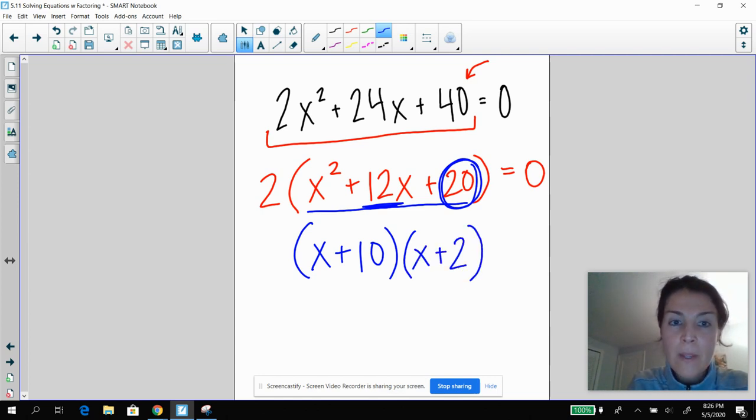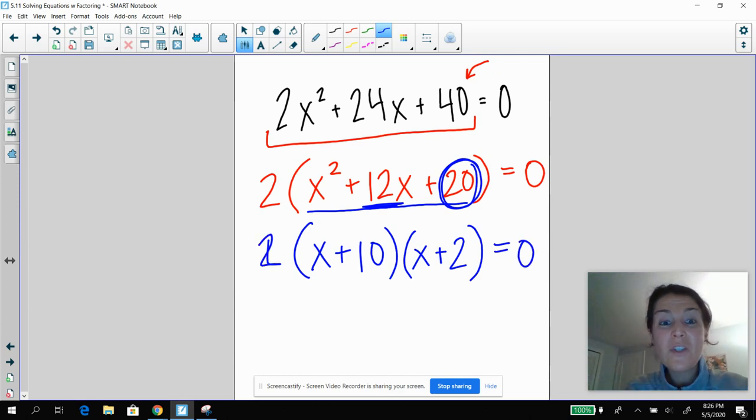Order does not matter. Don't forget that 2 in the front, and it's set equal to 0. Now this 2 actually doesn't matter because if you're solving here, you can just divide it from both sides. So if I divide by 2 on the left and I divide by 2 on the right, it still just stays 0, right? If I divide by 2 on both sides, then all I've done is gotten rid of the 2. 0 divided by 2 is still 0. So then I can go ahead and solve this.